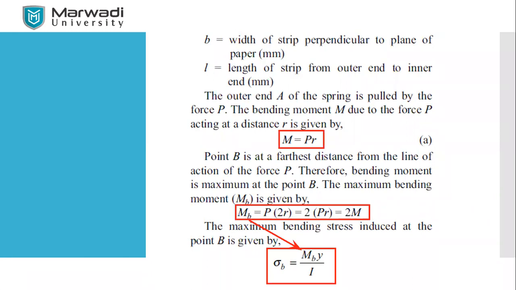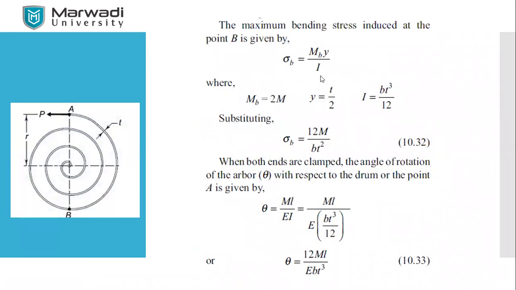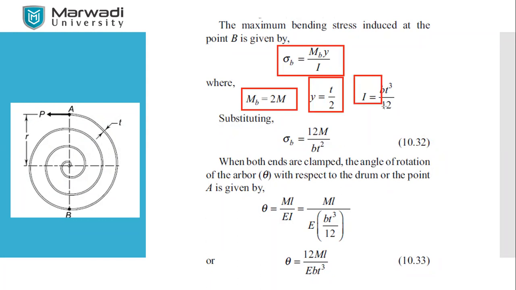Now, once you are aware of this bending stress, you utilize this equation where you can put the value of M_b, the value of y, and the value of I in the simple equation of sigma_b. Substituting all these values, you will get a simple equation in terms of M, small b and small t.